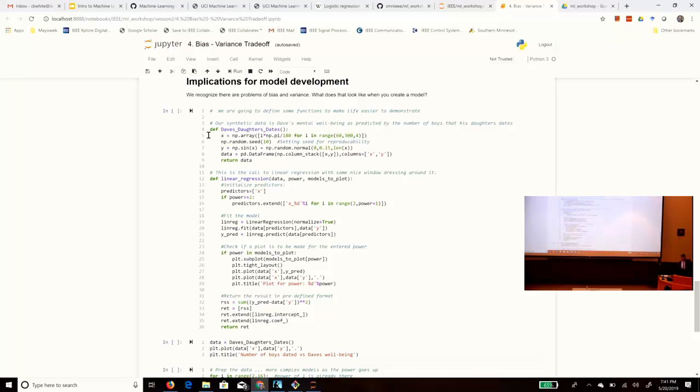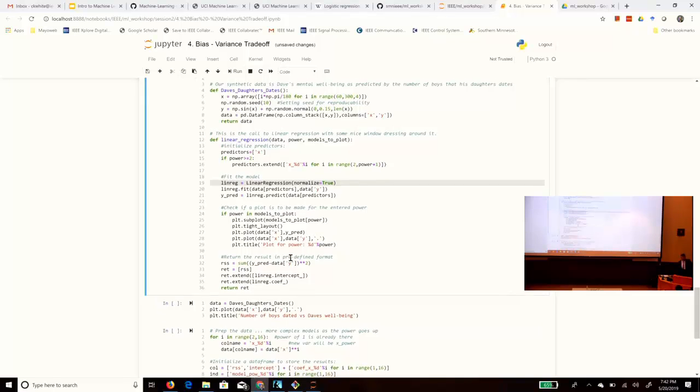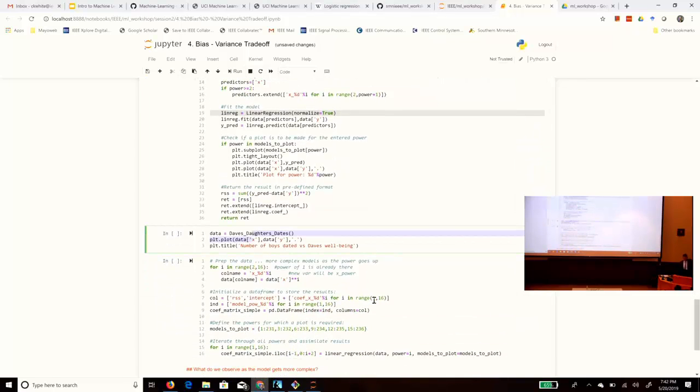So I created a model of what that would look like, the number of boys that my daughters have dated versus my mental well-being. And I also have the linear regression function, which is just the standard linear regression that we learned about last time with some window dressing to pretty it up. So we're going to run that, and all that does is set up our functions. Now here, Dave's daughter dates, I'm going to plot this.